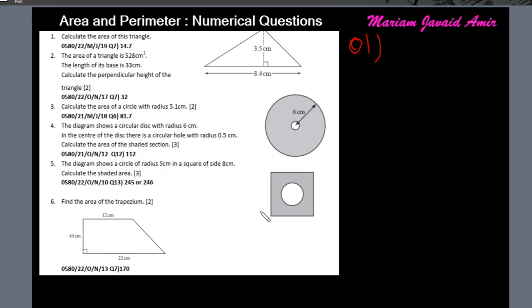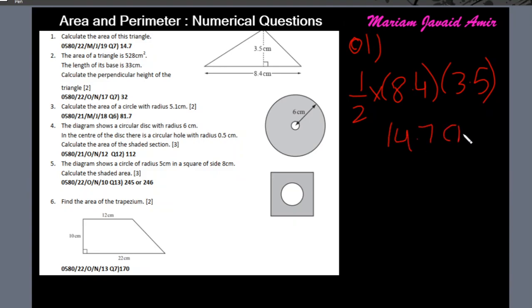The formula for the area of a triangle is simply half times base, which is 8.4 in this case, times height, which is 3.5 in this case. That gives us 0.5 times 8.4 times 3.5, which is 14.7. The unit is centimeter square. Make sure there's no problem in the units. Sometimes one of the values is in meters and one is in centimeters, so you need to convert the unit first.